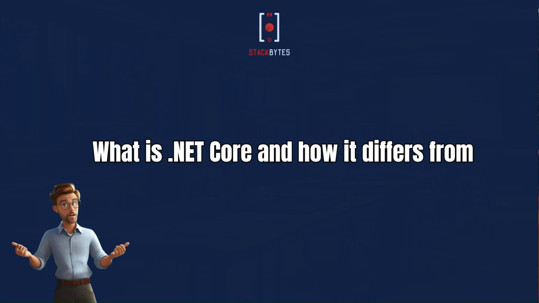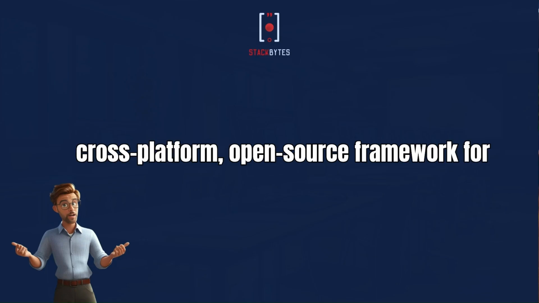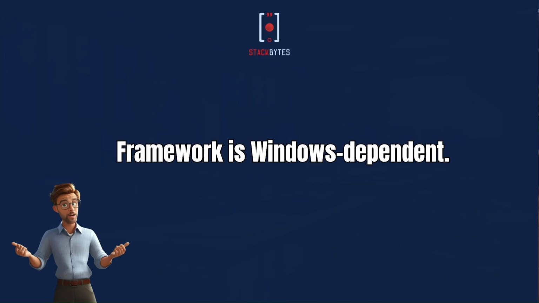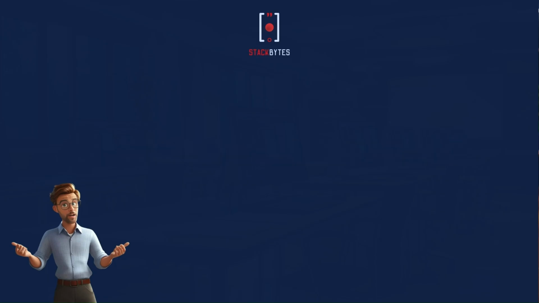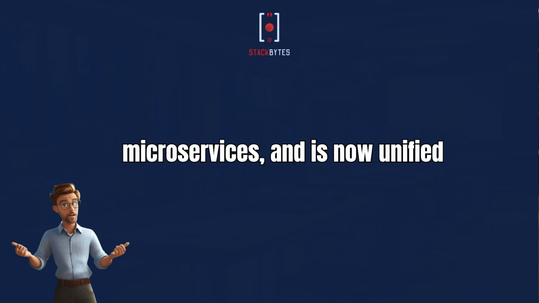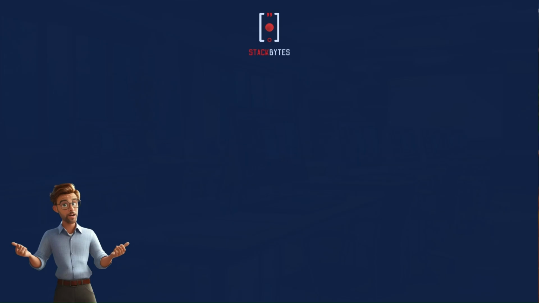What is .NET Core and how it differs from .NET? .NET Core is a cross-platform, open-source framework for building modern applications, while .NET Framework is Windows-dependent. .NET Core is faster, supports microservices, and is now unified under .NET 5 Plus as just .NET.